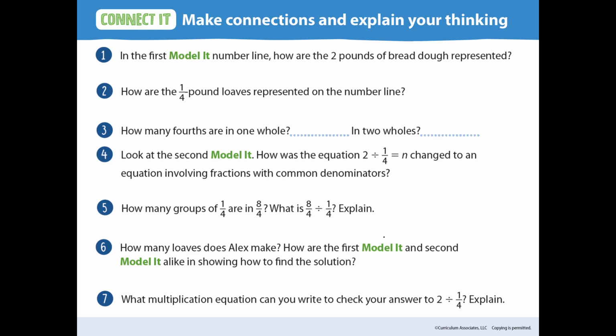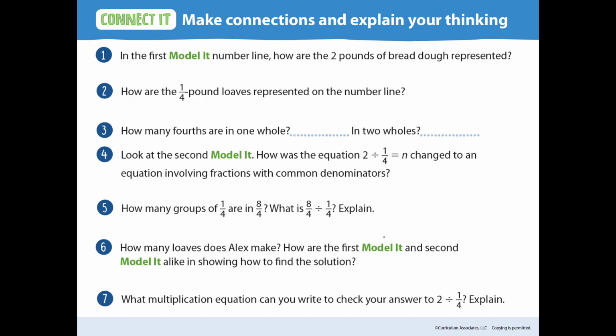All right, we're going to make connections and explain your thinking. We're going to go through all of these problems first, and then after you have written down your solutions in your book, we're going to go through the answers so you can check your work. Number 1, in the first modelet number line, how are the 2 pounds of bread dough represented? Number 2, how are the 1/4 pound loaves represented on the number line? Number 3, how many fourths are in one whole? How many fourths are in 2 wholes?